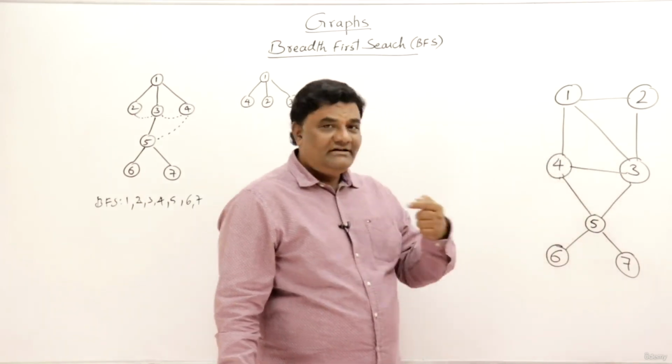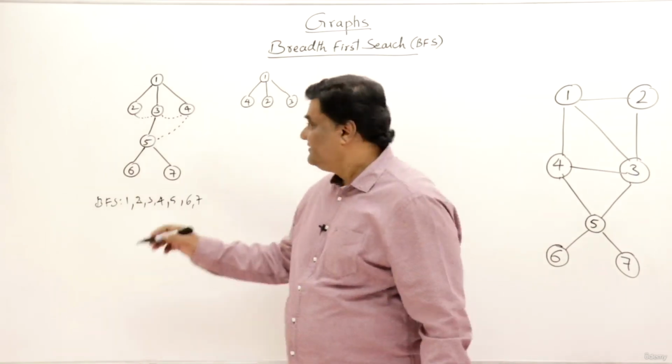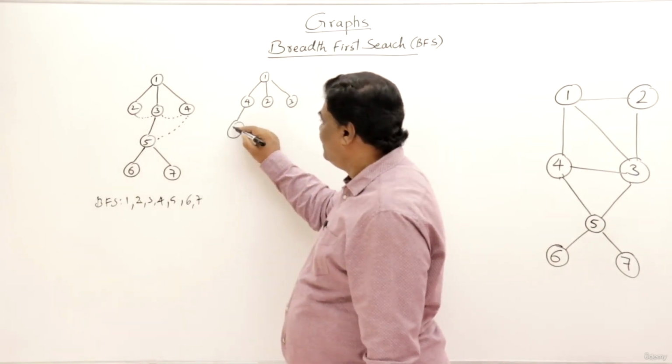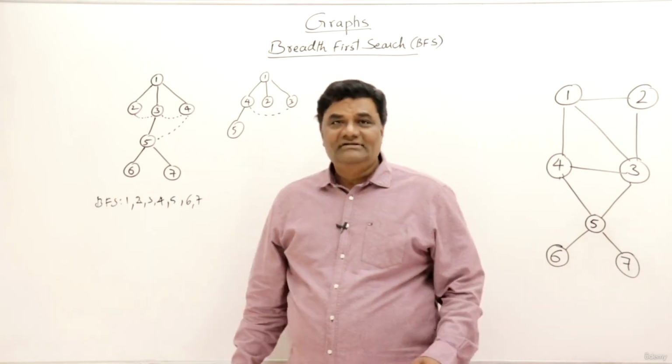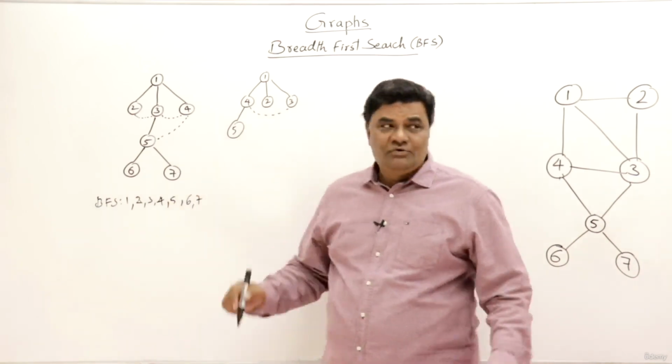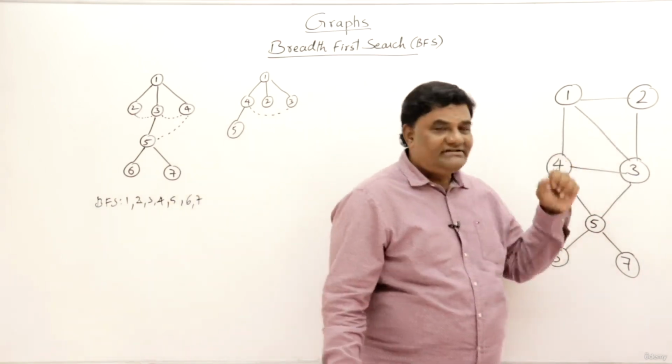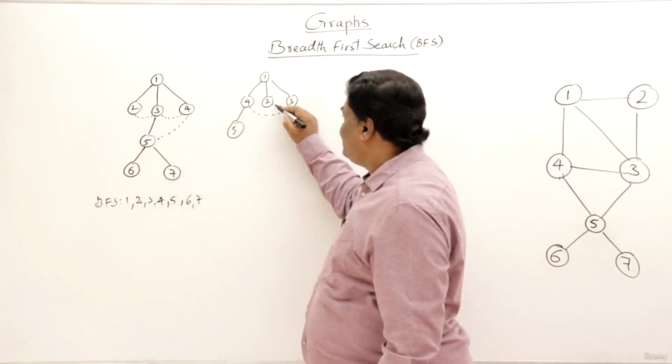3 is already there in the tree. So 5 I should take. So next is 5. And for 3, I'll draw a dotted edge. The next whose adjacent I should take? 2. So for 2, who is adjacent? Just 3. So I will draw a dotted edge.